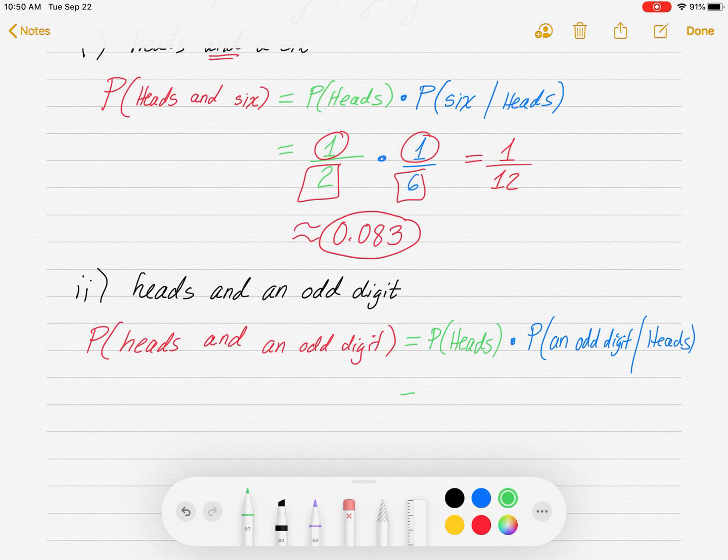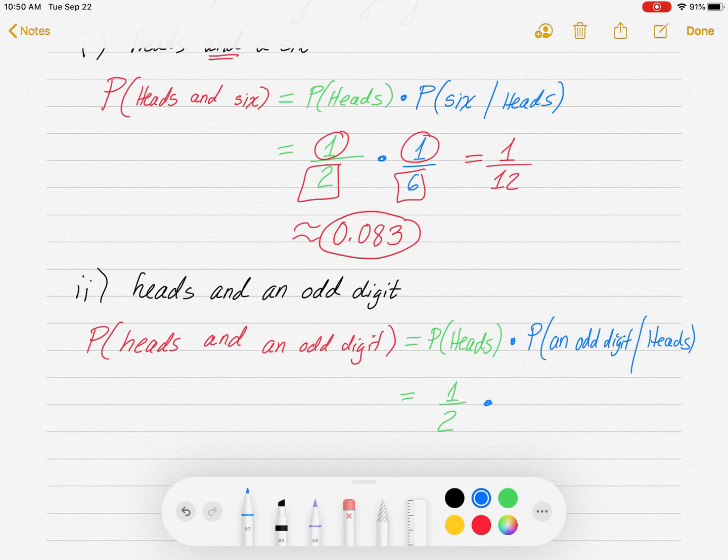All right, so what's the probability of getting heads on the coin? Once again, it's a 1 in 2 chance, right? 1 head out of 2 outcomes, heads or tails, times what's the probability of getting an odd digit, given that you got heads on the coin? Well, getting heads on the coin doesn't affect what you get on the die, so you can pretty much disregard the fact that you got heads on the coin here.